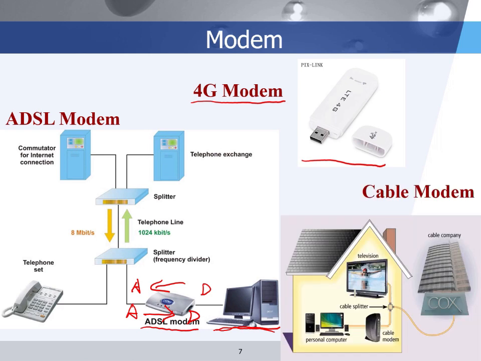Some people also use the cable to connect to the internet because the cable company can also provide internet service. So in this case, you also need a modem, but the modem is a cable modem. Your computer needs to connect to the cable modem, and then the cable modem will connect to the network provided by the cable company.